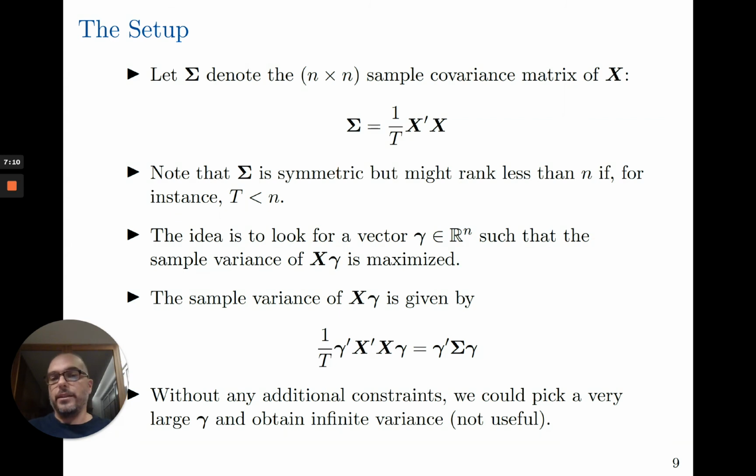So without any additional constraints, we can pick a very large gamma and obtain an infinite variance. So this is not really useful. So we need more restrictions to make the technique sound.